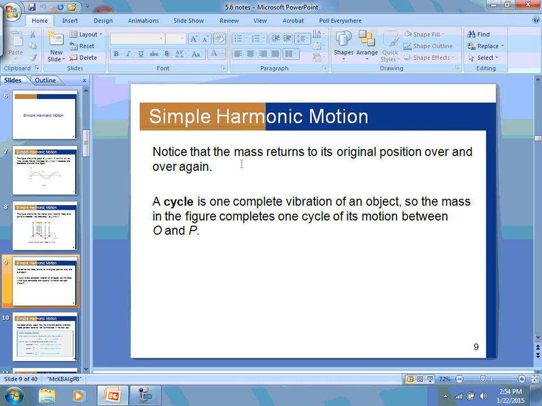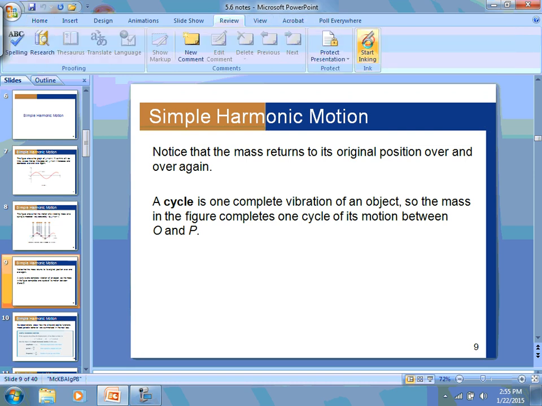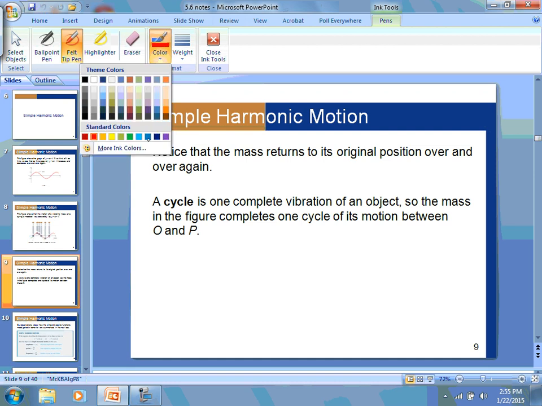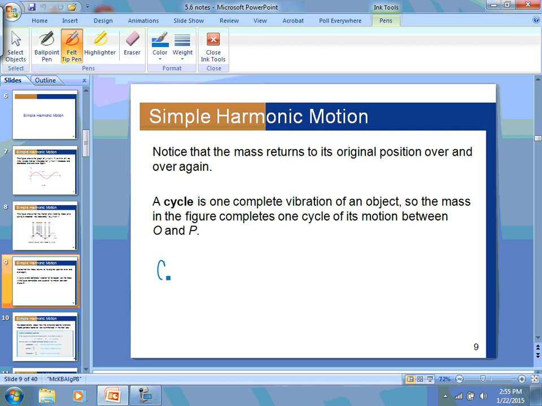Since the mass returns to its original position over and over again, that's where we get this cycle or this cyclical period. In this section, they might refer to the cycle more so than the actual period, but it's the same concept. When we were graphing the sine and the cosine curves, we referred to it as a period, but a cycle is one wave.